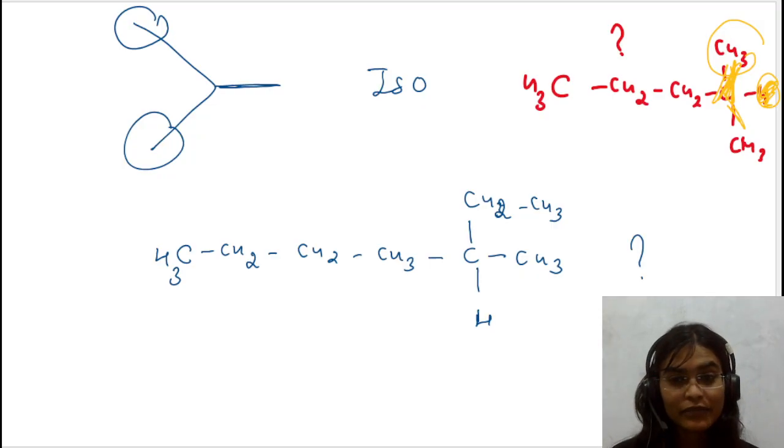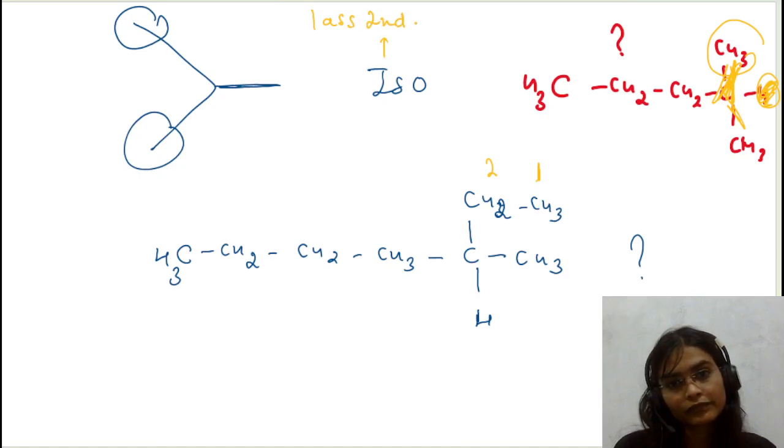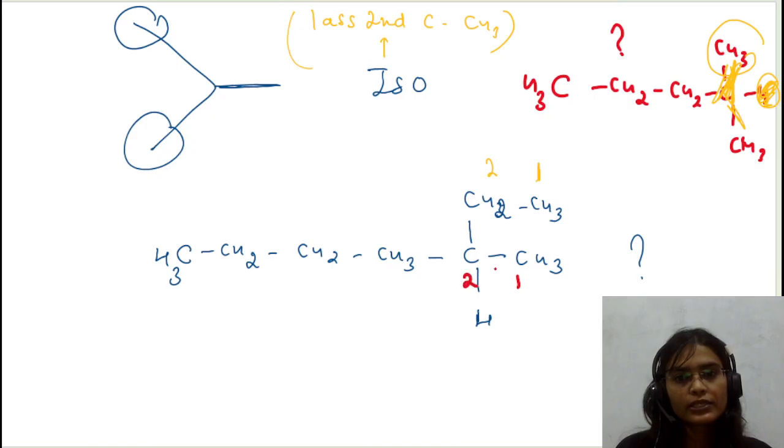Let me go back to the slide here. Let's see. If you count the last second carbon, this is my first carbon and this is my second carbon. Does the last second carbon have two methyls? The real definition of iso is that the last second carbon is connected with a CH3 group. This is the real meaning of iso. Okay then, let's continue from this point, 1 and 2. Is this last second one connected with the methyl?